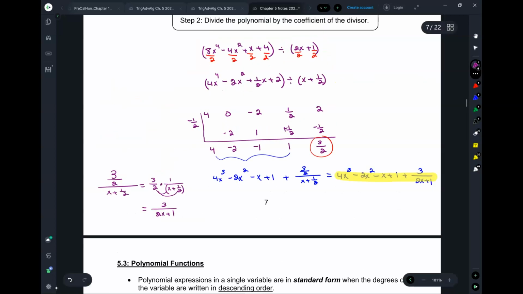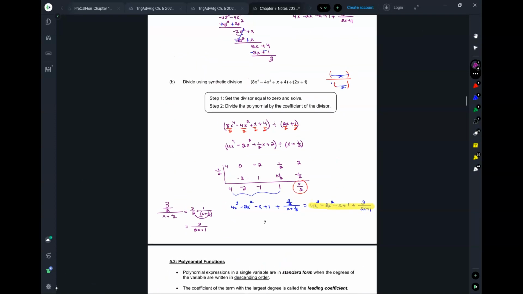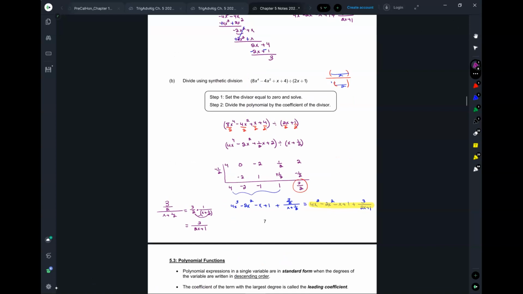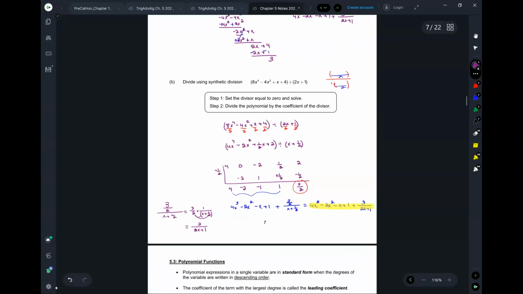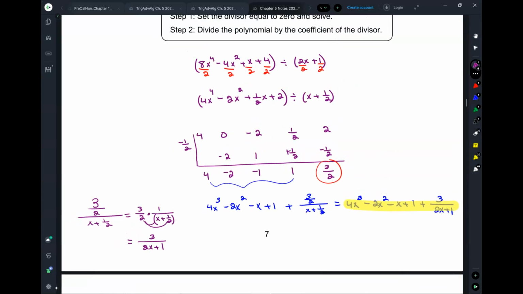Okay? So you see how with the long division and with the synthetic division, we get the same answer. One is longer, hence long division. One is not as long, okay? The thing with this is it's much quicker because it eliminates a lot of the variables and, you know, all of that stuff. It's very, very quick.